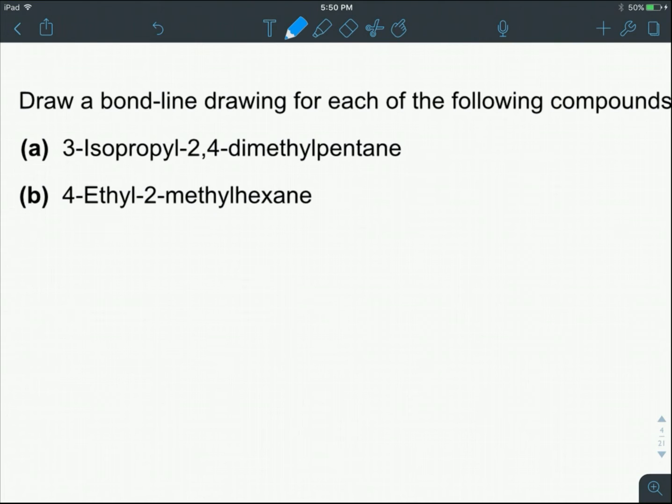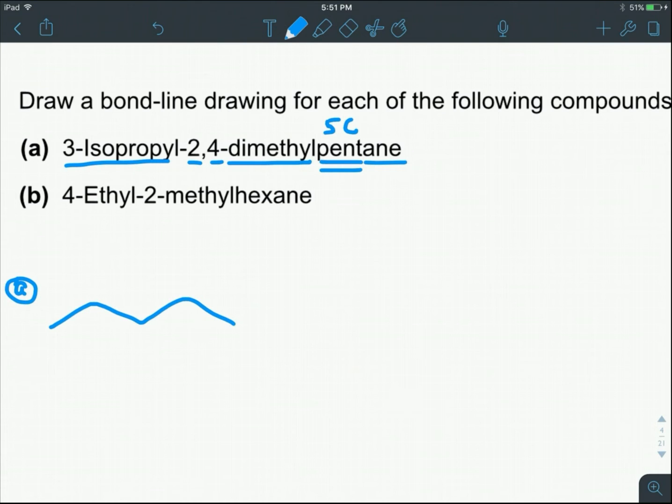So one skill is to go from structure to name, and obviously the other that's going to be important is to go the opposite direction from name to formula. So if we look at A, we have 3-isopropyl-2,4-dimethylpentane. So the pentane, I'm going to start with the fact that that is my 5-carbon parent chain. So do your normal bond line zigzag starting at 1, 2, 3, 4, 5. So that takes care of the pent and the fact that that's only single bonds.